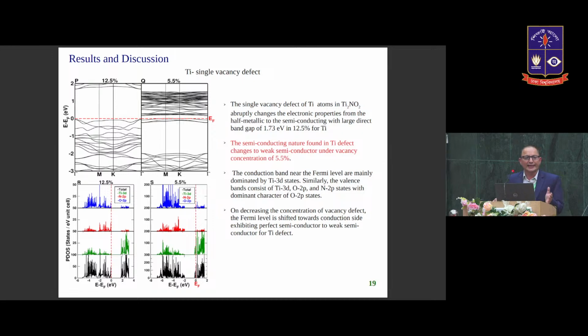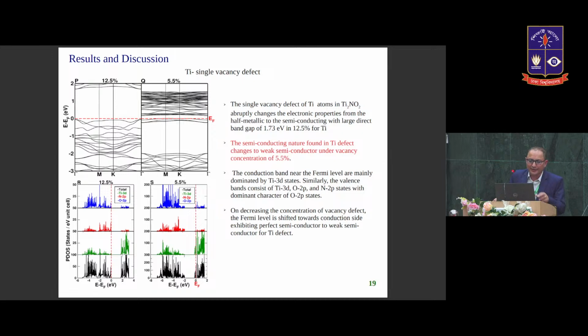When concentrations increase, it decreases to 5.5%, then we observe this one is slightly weak metallic. There is weak metallic, weak half metallic we can say. Okay, that's a semiconductor we can say. Semiconductor found in Ti defects. The conduction band near the Fermi level is mainly dominated by Ti 3d.